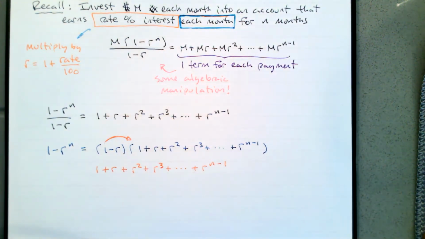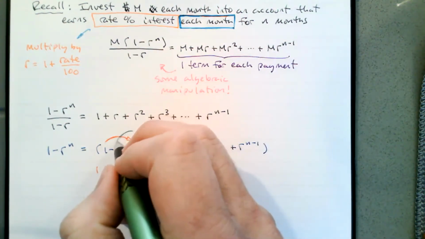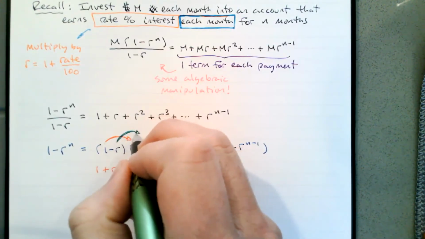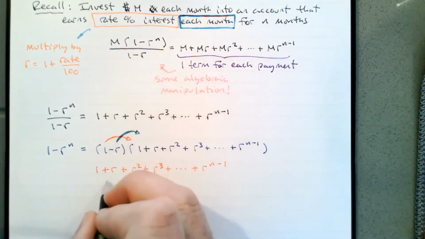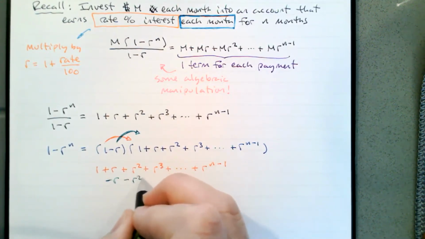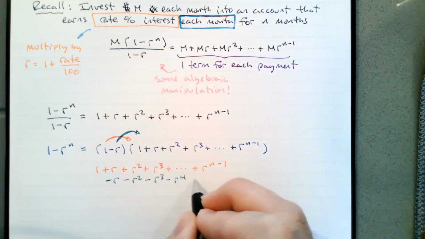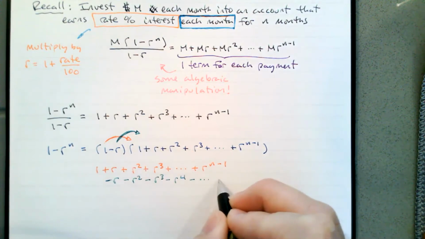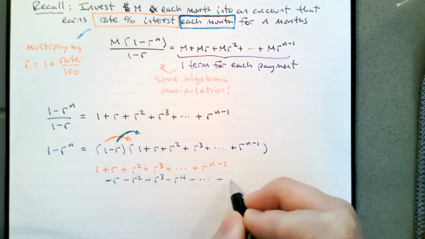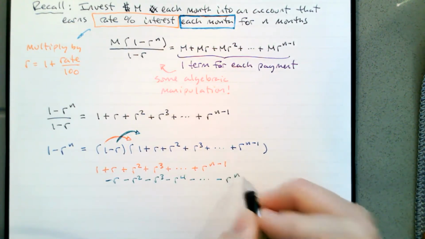Now I also got to multiply everything by the minus r. So now I'll distribute the minus r. Minus r times one is minus r. Minus r times plus r is minus r squared. Minus r to the third, minus r to the fourth. And then right before the last one will be a minus r to the n minus one. And then the last one will be a minus r to the n.